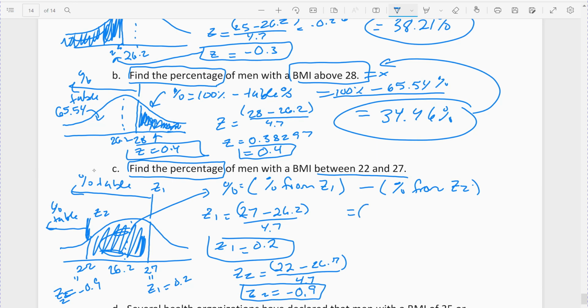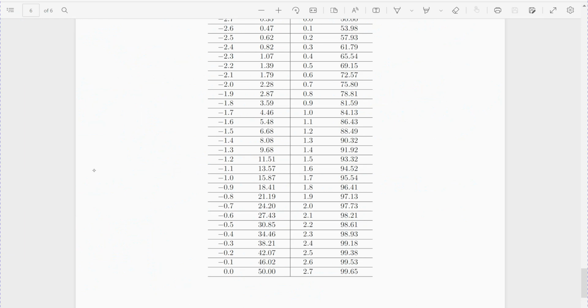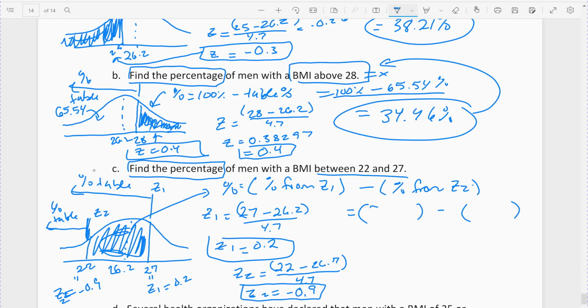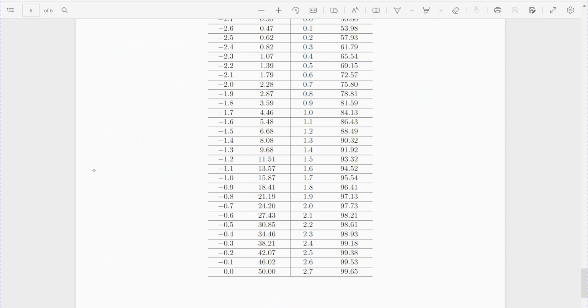Alright, so when I go do the subtraction, I'm going to look at my table values and put them in. So I'm going to look at the table value at 0.2 first. That's going to give me the bigger number, so that goes in first. So 0.2, the positive number, 57.93. And then negative 0.9 should be the smaller number, negative 0.9, 18.41.